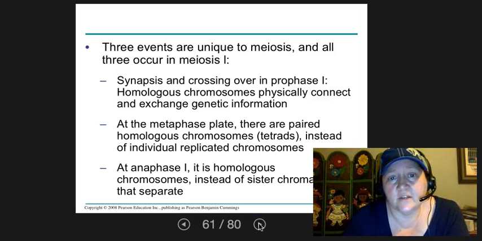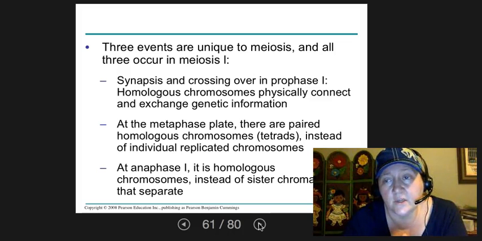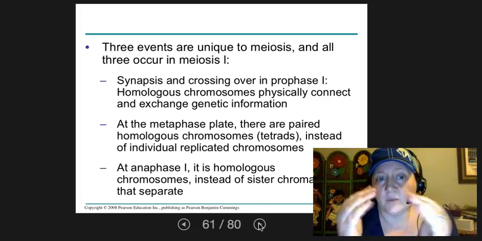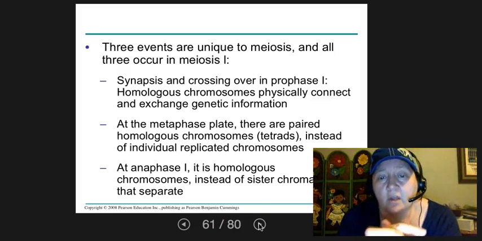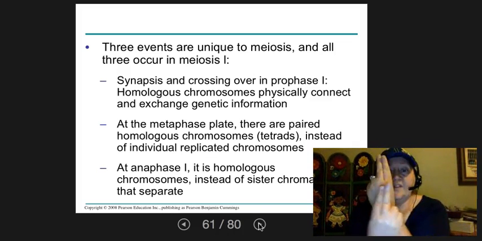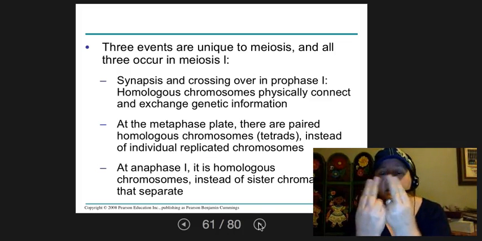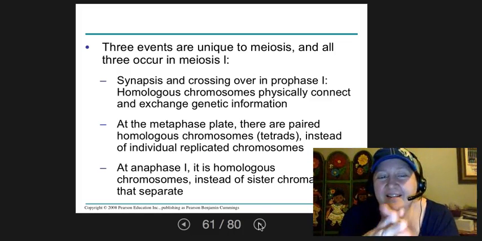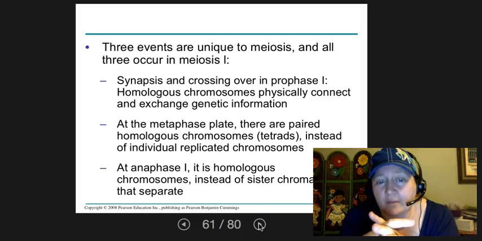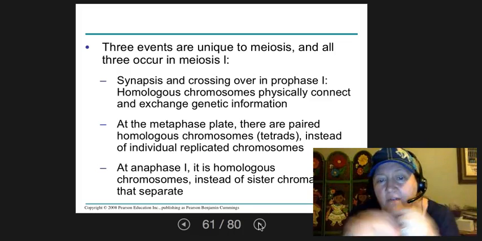Okay, 3 events that are unique to meiosis. Okay, things that happen in meiosis that don't happen in mitosis. All of them happen in meiosis 1. And these are them. So in prophase 1, we get synapsis and crossing over. That was where we get the formation of the chiasmata and we get the exchange of DNA between the non-sister chromatids of the homologous chromosomes. At the metaphase plate, they line up as tetrads. So instead of lining up like this and separating the sister chromatids, they line up like this and then they separate the homologous chromosomes. And then the third thing is that in anaphase 1, it's what I just said, the homologous chromosomes are separating instead of the sister chromatids.